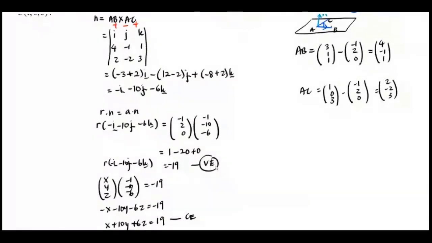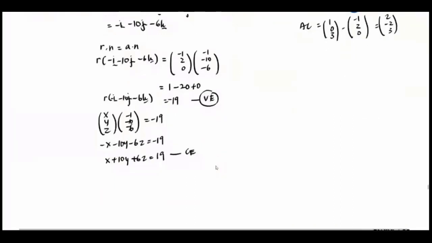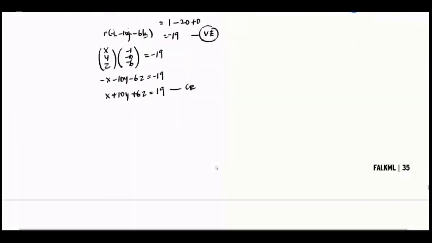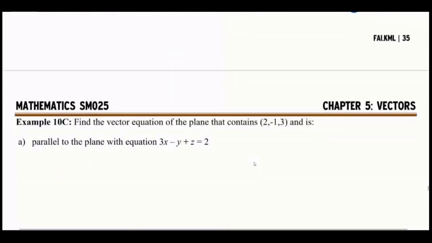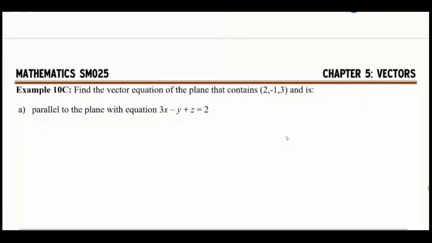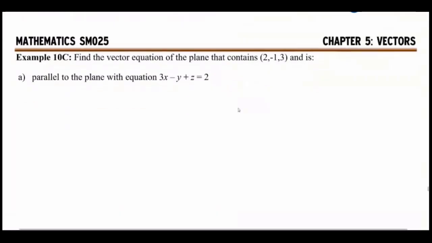Okay, so next, example 10C. So we have a different situation. It says that we have to find the vector equation of the plane that contains a point. And then it says the plane is parallel to another plane. So let's say this plane is the one we want to find.